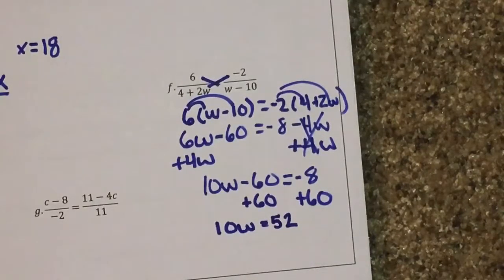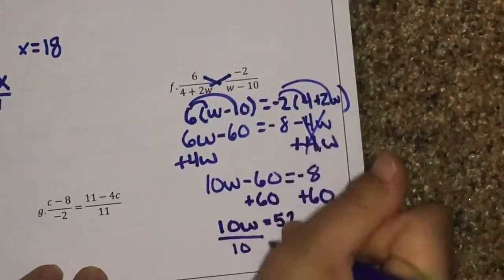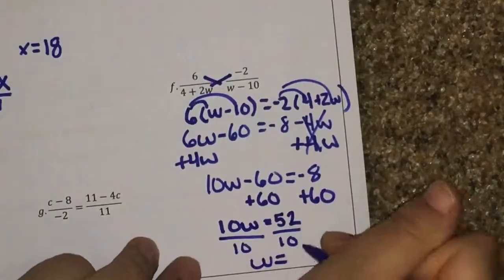Our last step is to do the inverse operation to w. Well, it's being multiplied by 10, so in order to get rid of the multiplied by 10, I need to divide both sides by 10. 52 divided by 10 is 5.2.